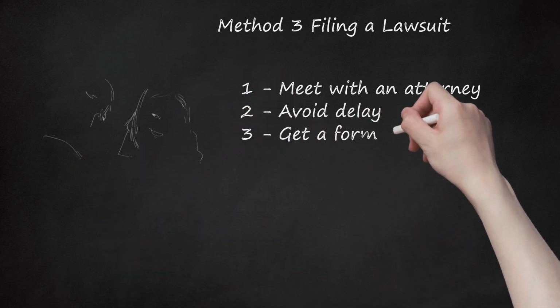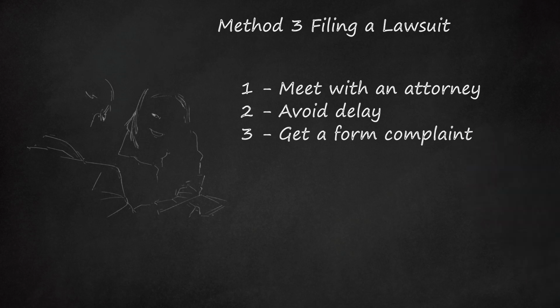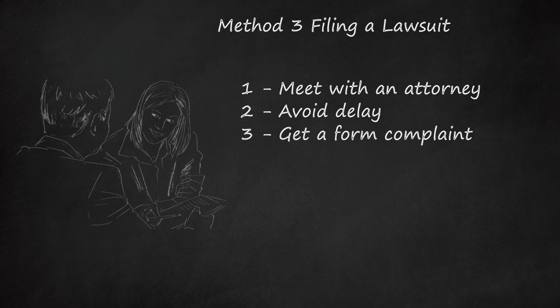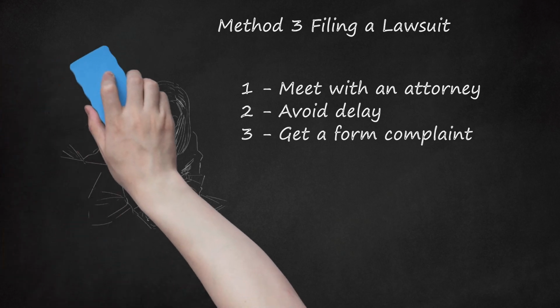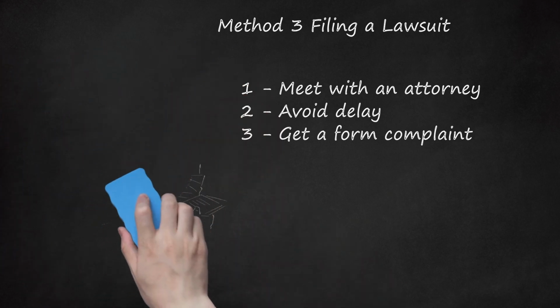3. Get a form complaint. You start a lawsuit by filing a complaint in court. In this document, you identify yourself and your employer, and you also describe the circumstances of the dispute. Many courts have printed fill-in-the-blank forms you can use. You should check on the court's website or ask the court clerk. If you are suing in federal court, then there is a form complaint you can use available online.